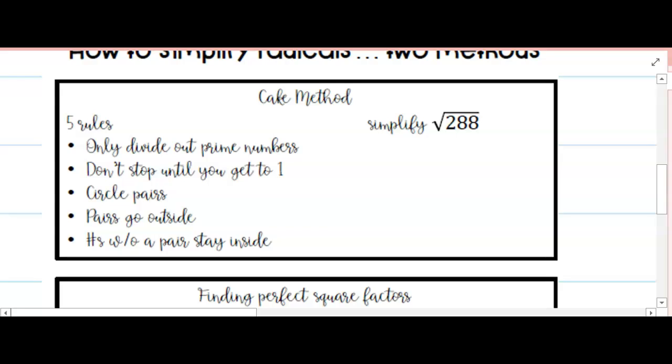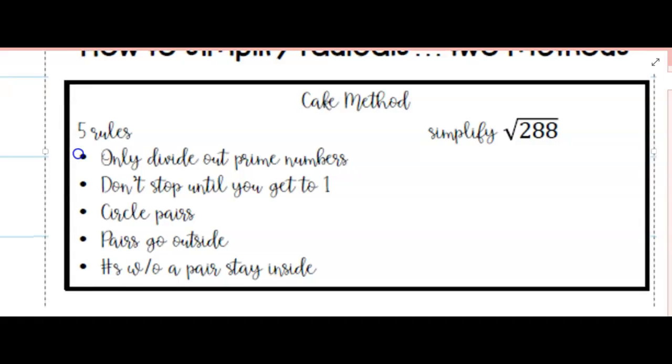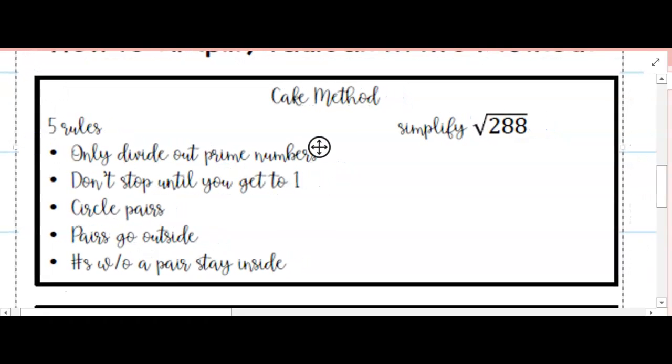So I'm going to teach you 2 methods. One of them is super simple, super easy, but it can take a little bit longer than the second method, which is a little bit tougher. I'm going to show you both methods, and I'll let you guys choose which one you want to use. So the first, super simple, easier method is called the cake method. Now, there are 5 rules for the cake method. They're not going to make any sense until we look at an example, but I'm going to go ahead and read them off for you.